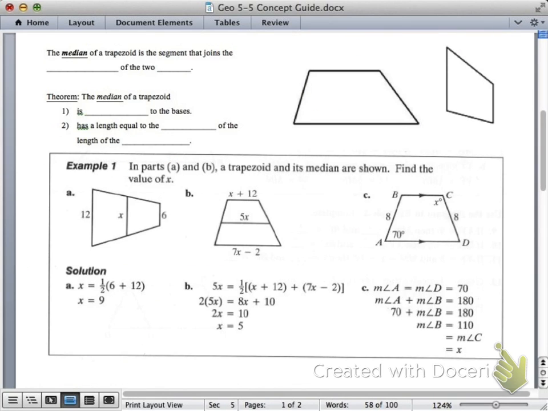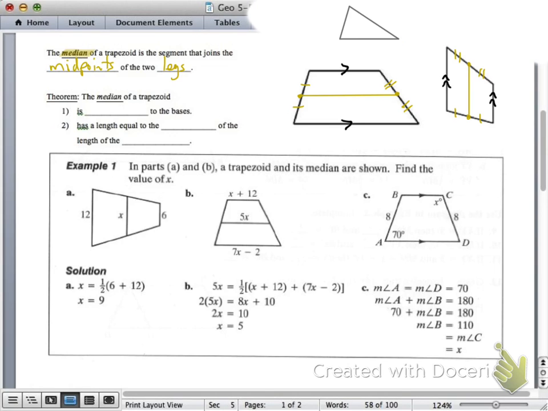Base angles of an isosceles trapezoid are congruent, and then the next piece of this is one more term, a familiar term, one we've seen before, a median. And this is also very, very important for your understanding. The median of a trapezoid is the segment that joins the midpoints of the two legs. So the trapezoids that we have over there, you see the medians that connect the two midpoints of the legs.